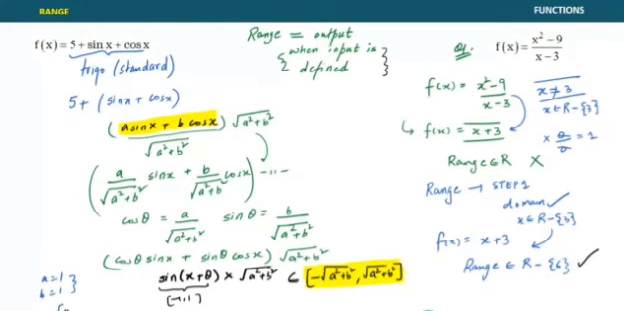So the range will be from minus root 2 to root 2 of sin x plus cos x, and you are adding 5 to this, right? You are adding 5 here. So add 5 on both sides. So the answer will become 5 minus root 2 goes till 5 plus root 2. This is the answer we are looking for. That's it. This is how you solve these kind of questions. Very important.